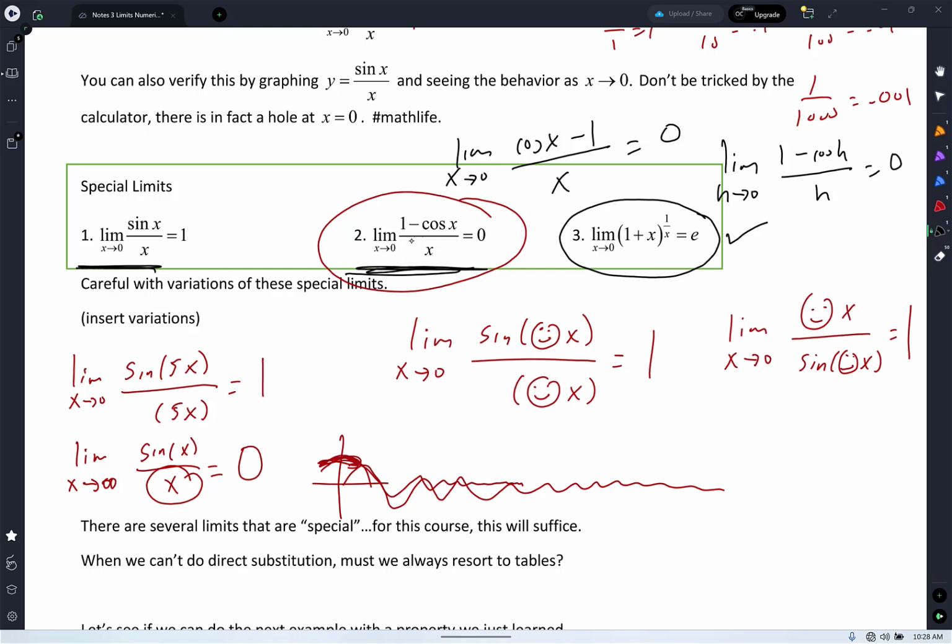Why is this one 0? Oh, because you don't care about how the top looks. You don't care about the signs of the top. As long as, if you factor out a negative, you're still approaching 0.